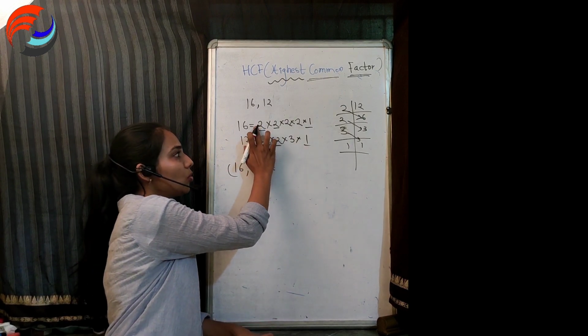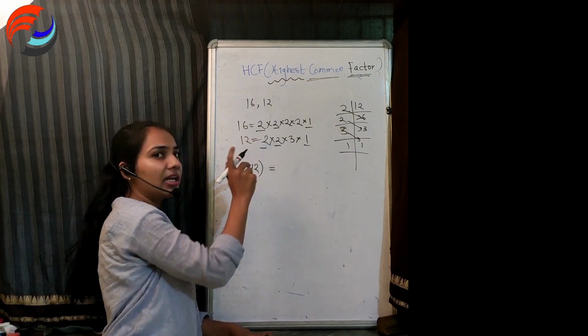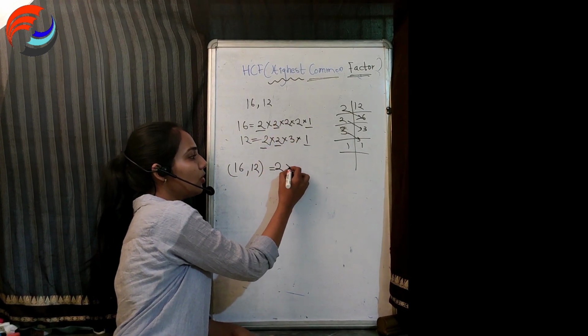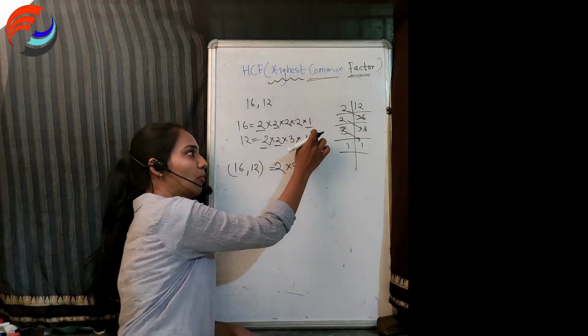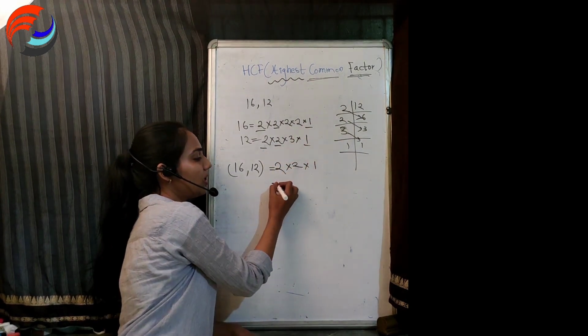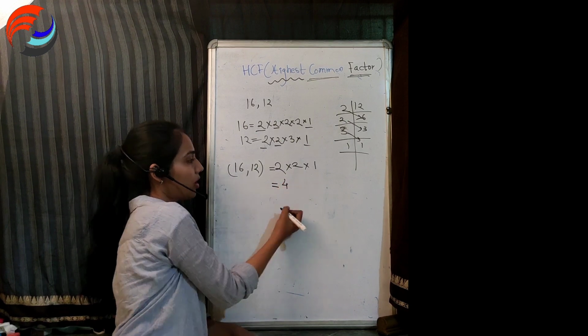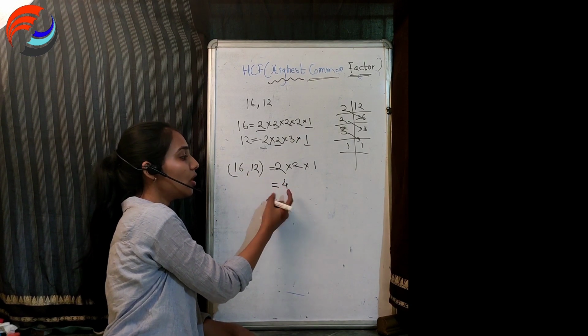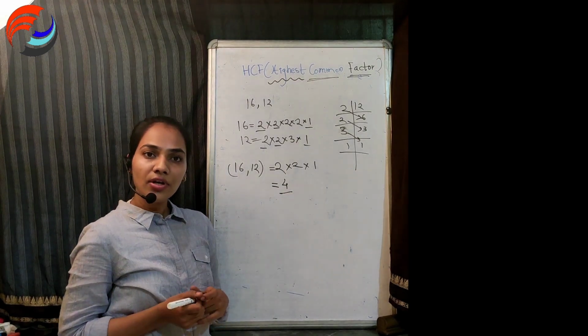2 occurs in both, so write it only once. 2 occurs in both, write it only once. 1 occurs in both, write it only once. So what is it? 4. So the HCF of 16 and 12 is 4. What is the meaning of HCF?